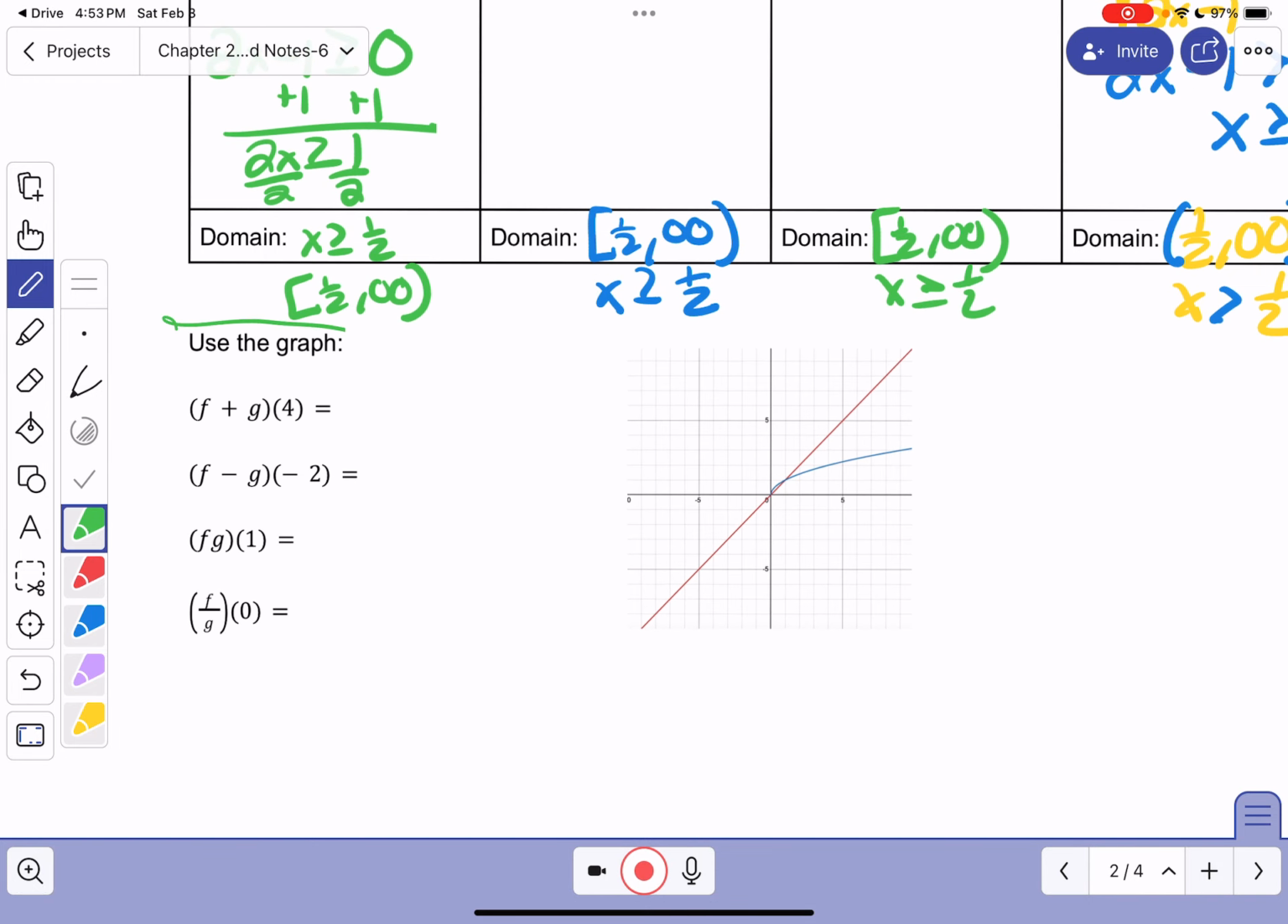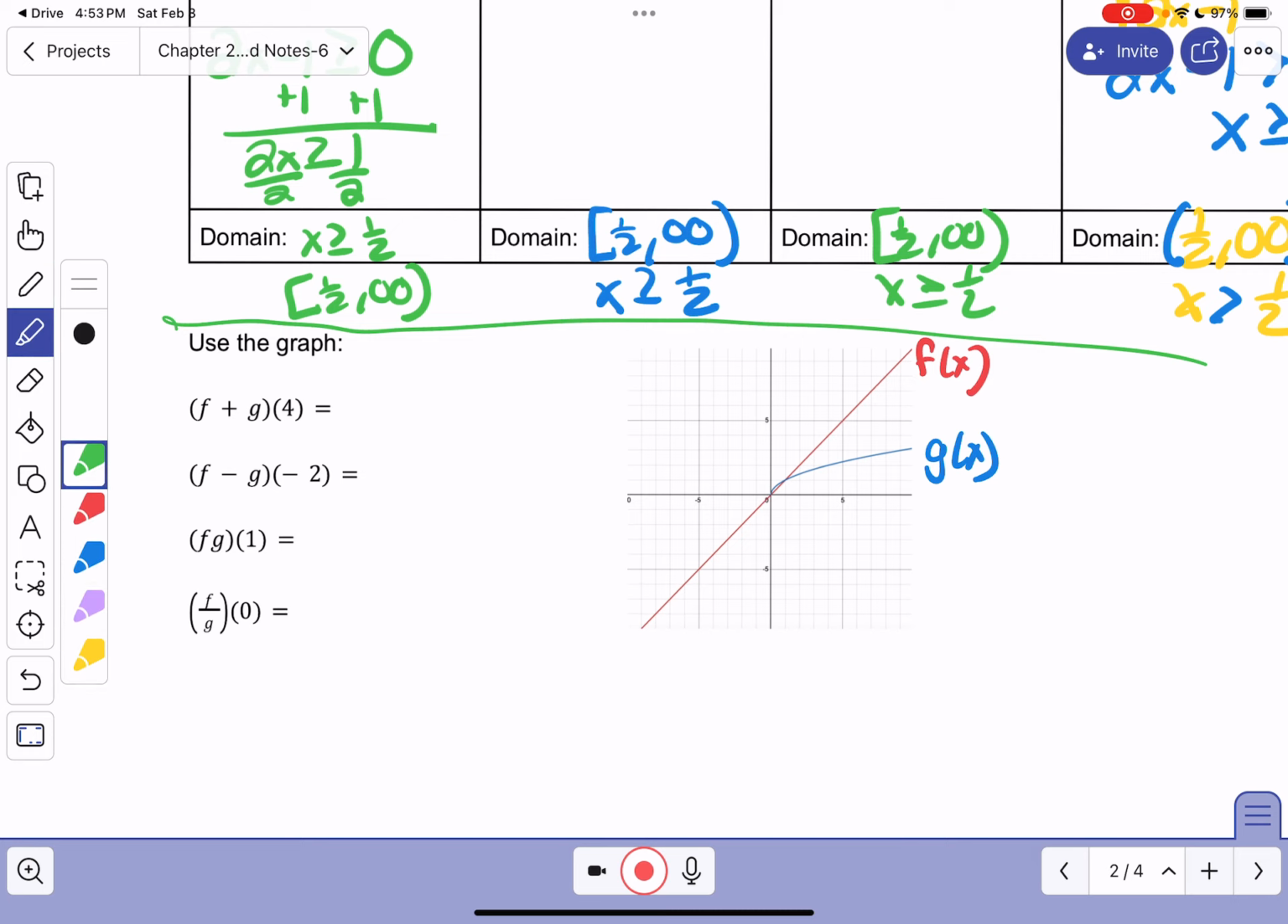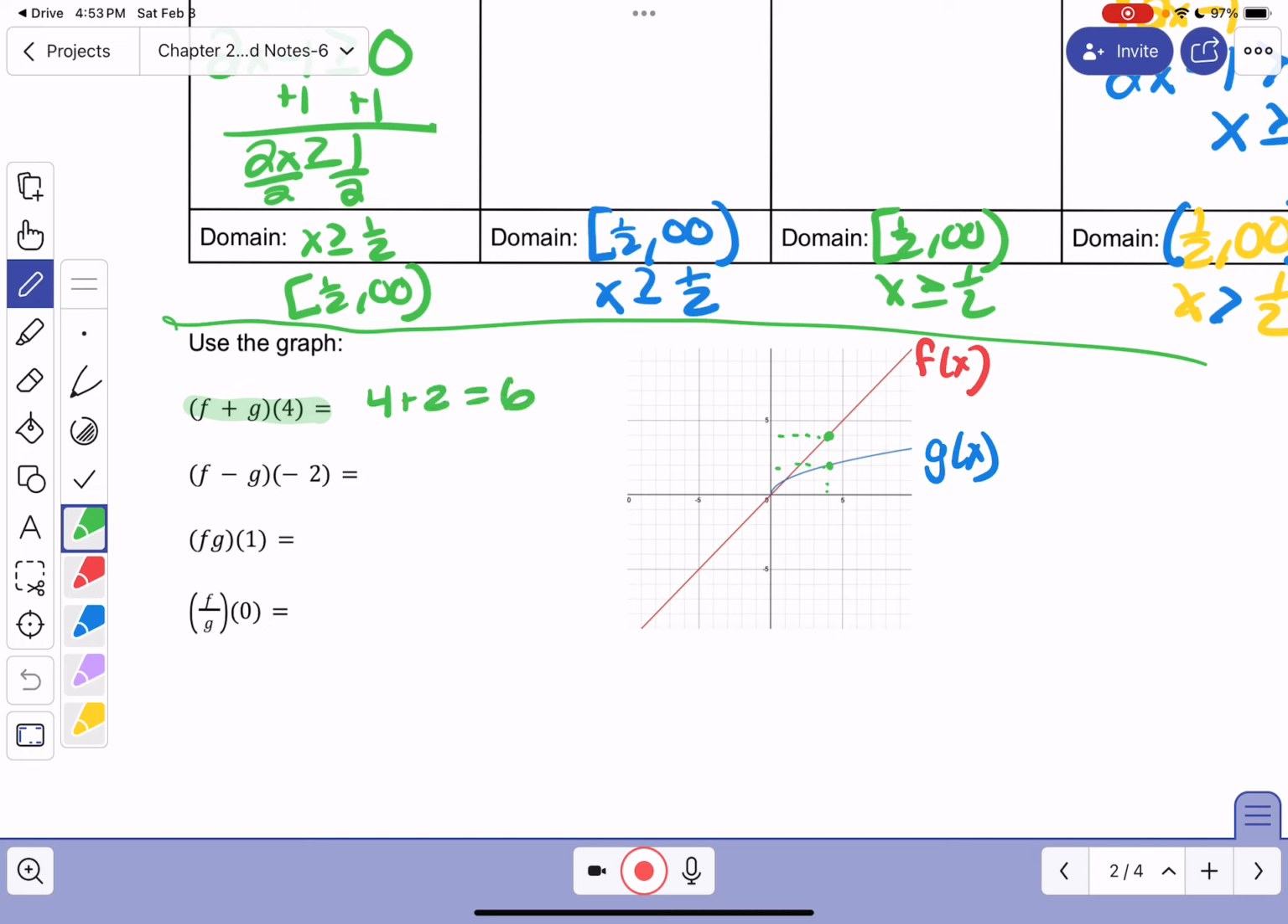You can also use the graph. So we're going to say that f of x is the red line, g of x is the blue line, and we're going to do these together. So f plus g of 4 means we go to 4 and we find f and g. F at 4 is 4, and g at 4 is 2. 4 plus 2 is 6.